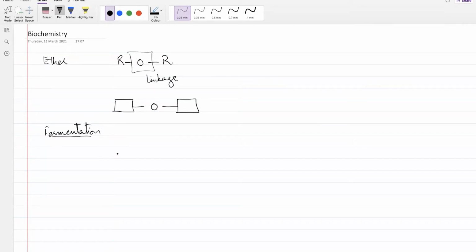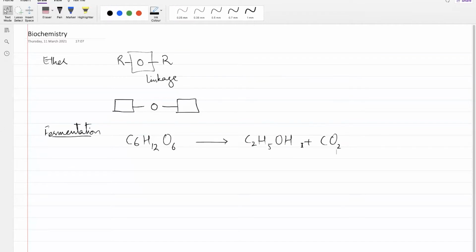Fermentation. Fermentation is you take any sugar, for example, in this case, I'll take glucose, let's say. So glucose is basically two parts of sugar joined together through ether linkages. So C6H12O6. I take that and I break it down. And what happens is that I will get ethanol, which is C2H5OH, and carbon dioxide. Obviously, I'll balance this out. And this is 2 times this, I think.